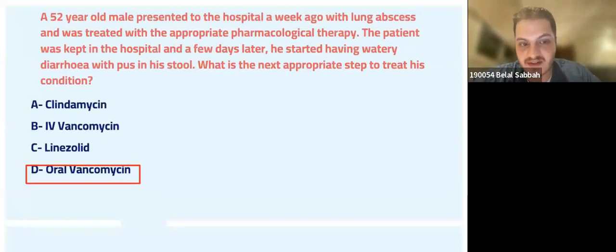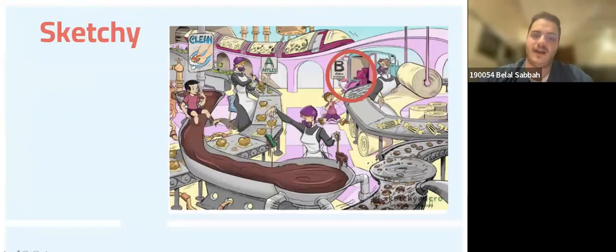So yeah, oral vancomycin, not IV vancomycin. IV vancomycin is given in every other situation, but this is the only situation where oral vancomycin is given. And if you remember your Sketchy picture, okay, guys, you have oral vancomycin here. This is the VAN for oral vancomycin.